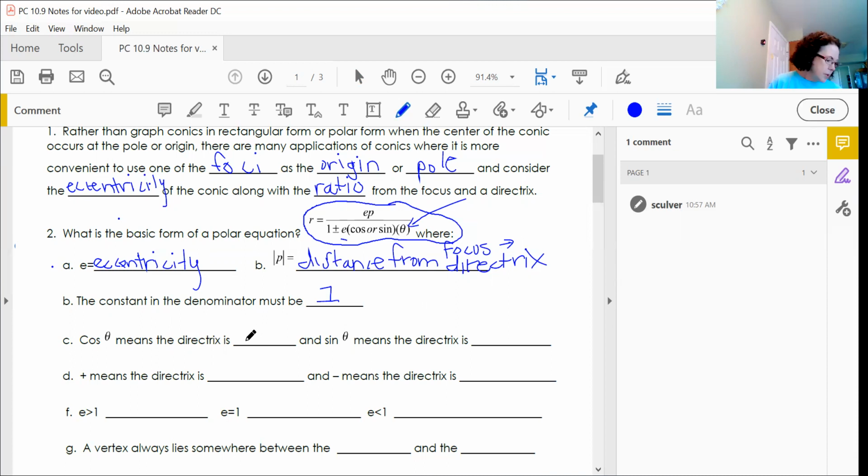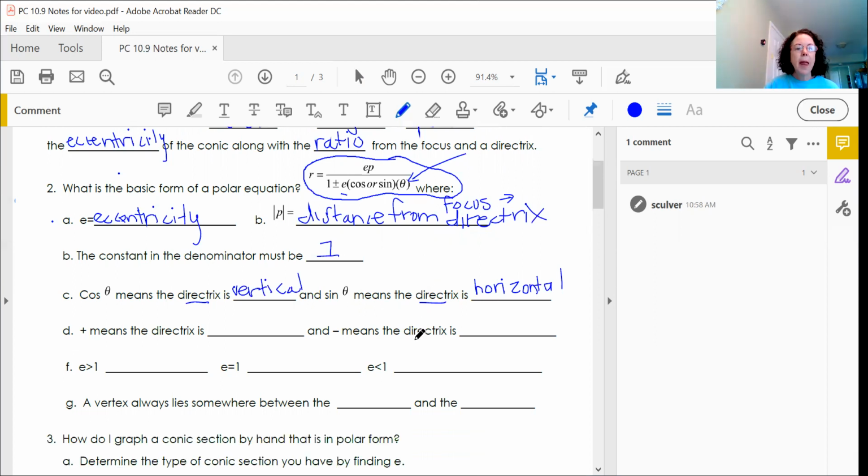If you have a cosine of theta, that means the directrix is vertical and that your conic section has a horizontal orientation. But we really care about the directrix being vertical, because we're going to be drawing it. And if you have sine of theta, that means the directrix is horizontal. That means the conic section has a vertical orientation again, but we're going to be drawing the directrix, and so we need to know that it's horizontal.